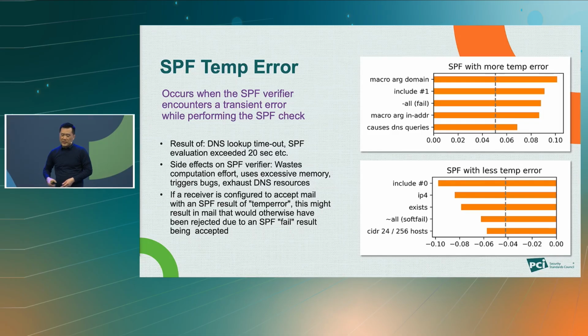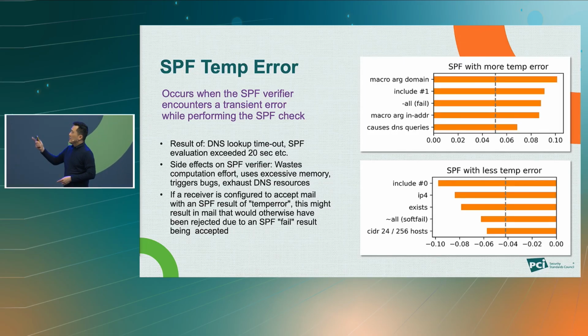If you look at the top right chart, the first thing that is most commonly associated with temporary error is this thing called macro argument domain. It's one of the settings in SPF itself. It's kind of like a powerful feature. It's sort of like in Excel, you can use a formula, you can replace something with a variable and everything. It's fun to play with, but it's computationally expensive on the servers. One thing that we discovered is that it's seldom used in the PCI community. It's used elsewhere, but not within the PCI community. We see very little use of it. And every time you see it being used, it ends up with a temporary error. So it's not a good idea.